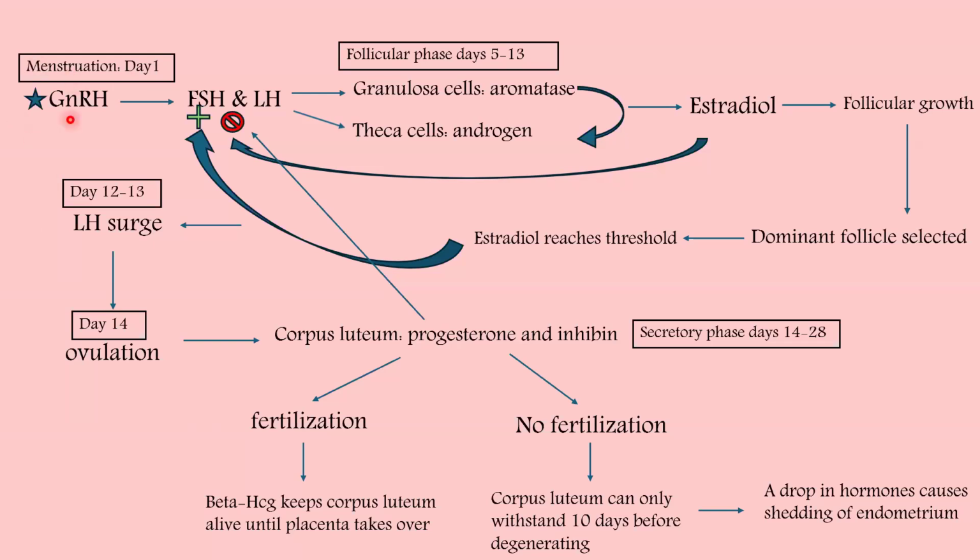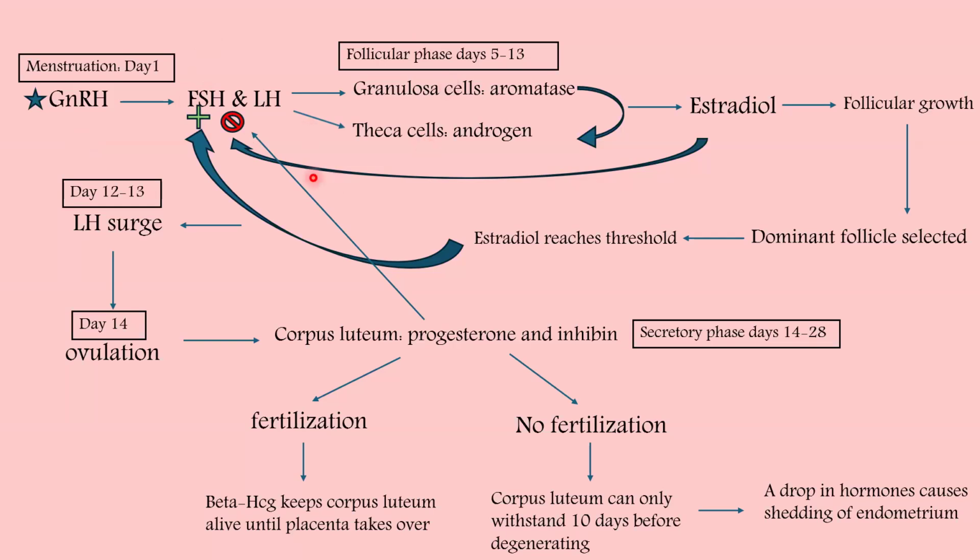So menstruation, day 1. You're going to have a drop in hormones in the beginning of menstruation. This drop of hormones, we're going to explain why the drop happens, but let's start here. This drop of hormones stimulates the hypothalamus to produce GnRH. Okay, and remember what we talked about. GnRH affects the pituitary gland to produce FSH and LH. FSH will go to granulosa cells, and LH will go to theca cells.